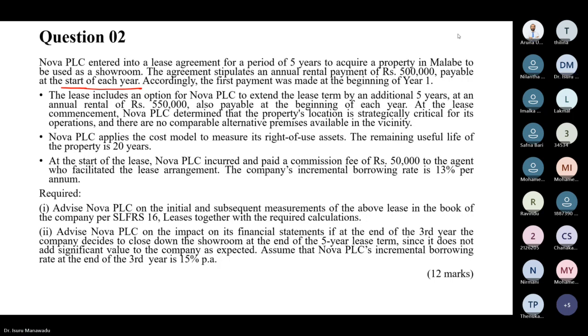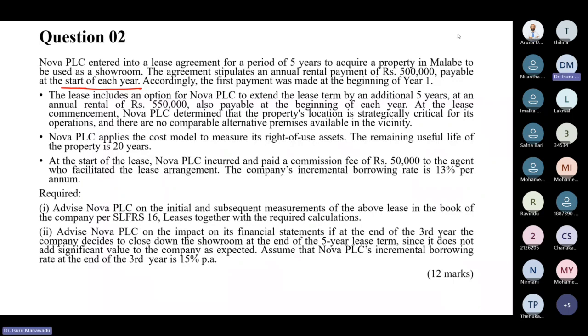Okay. Third bullet point. At the start of the lease, Noah PLC incurred and paid a commission fee of 50,000 to the agent who facilitated the lease arrangement. The company's incremental borrowing rate is 13% per annum. Required: advise Noah PLC on the initial and subsequent measurement of the above lease in the books of the company as per SLFRS 16 for the leases together with the required calculations.